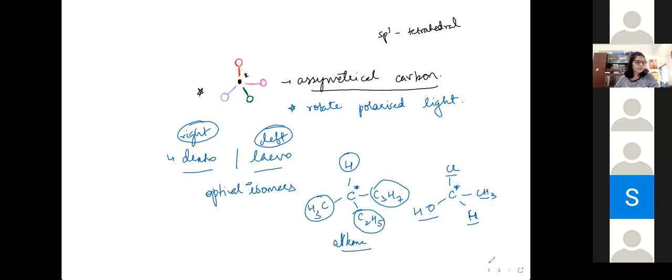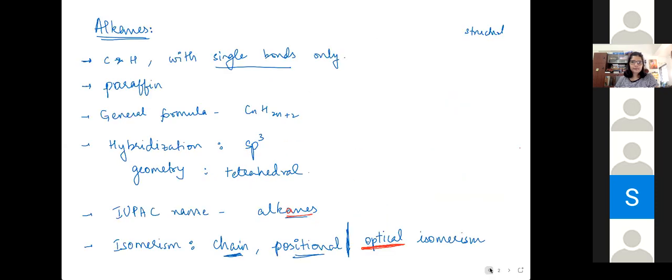Before we get to the properties: alkanes are made of only carbon and hydrogen and have only single bonds. They're also called paraffins. Remember paraffin waxes? That's because they are made up of alkanes. The general formula is important to know, CnH2n+2, but you've been aware of that since grade 10. Hybridization is important, sp3, that's why tetrahedral.